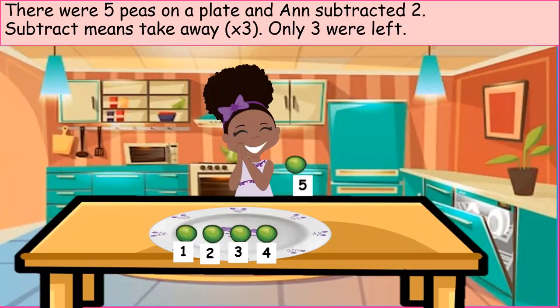There were 5 peas on a plate, and Anne subtracted 2. Subtract means take away, subtract means take away. Only 3 were left.